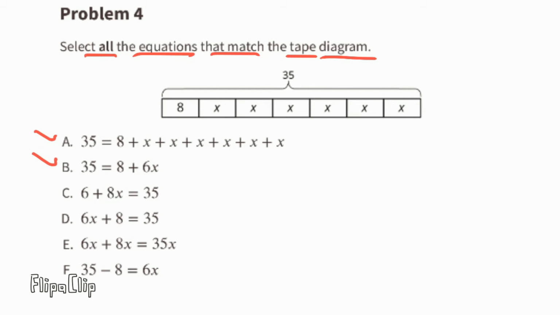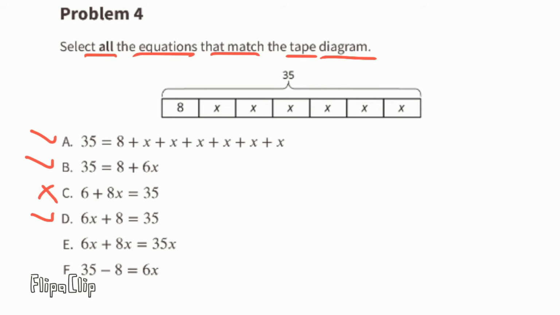C. 6 plus 8x equals 35. That does not work because 6 plus 8x isn't the same as 8 plus 6x. D. 6x plus 8 equals 35. That's a perfect match because it's actually the same as 8 plus 6x equals 35, because the order doesn't matter.